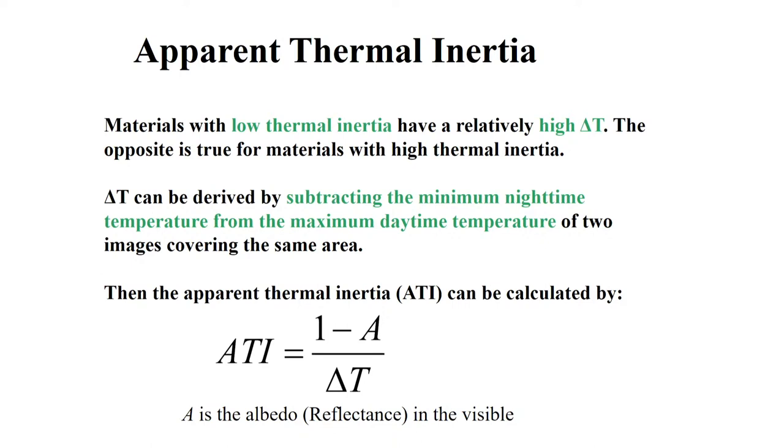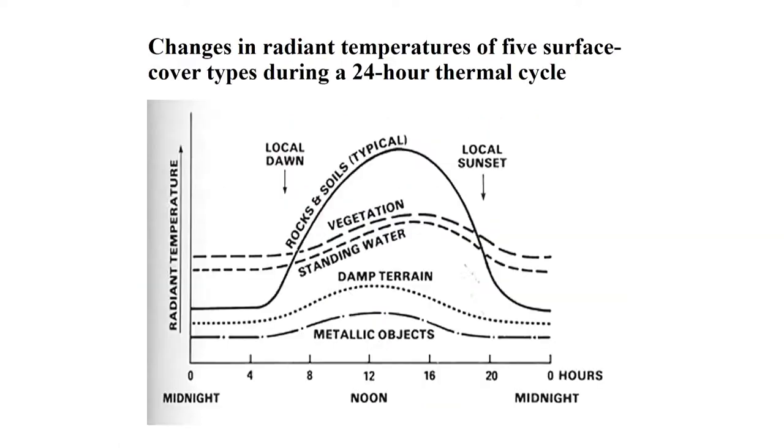Apparent thermal inertia is measured with the help of the formula shown here: (1 minus A) divided by delta T, where A is the albedo, which is basically reflectance, measured with the help of the visible bands. Delta T will be measured from the thermal band. So when these parameters are measured, one will be able to measure the apparent thermal inertia.